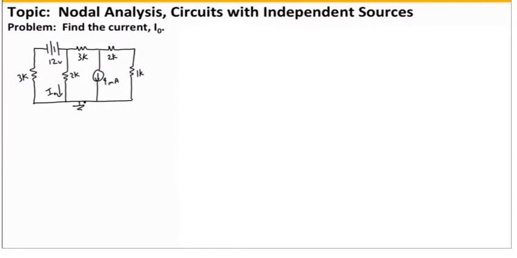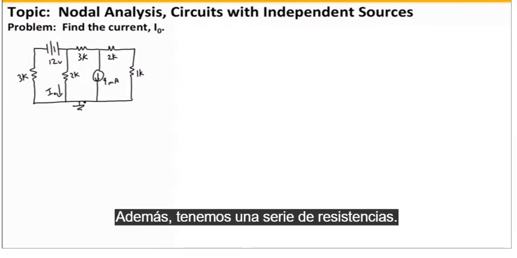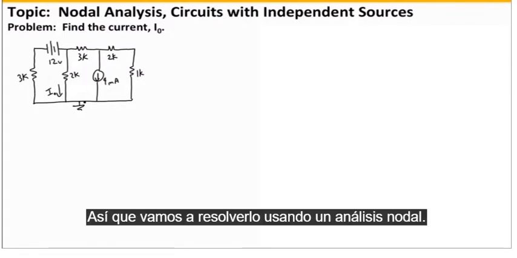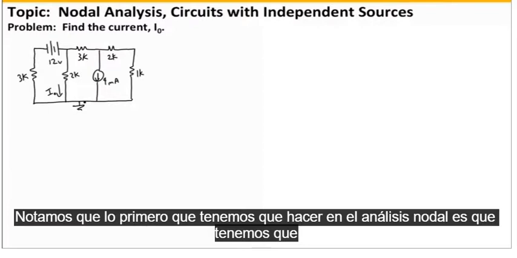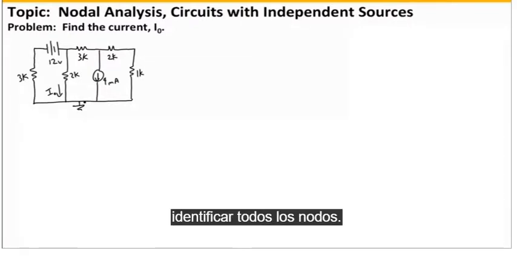Additionally, we have a number of resistors. There's 5 resistors in this problem as well. So let's solve it using a nodal analysis. We notice that the first thing we have to do with nodal analysis is we have to identify all of the nodes. So let's do that first.